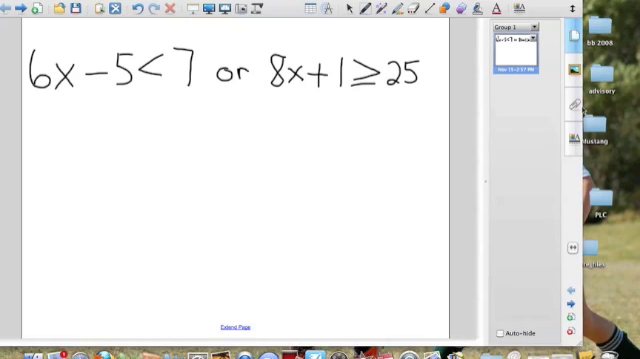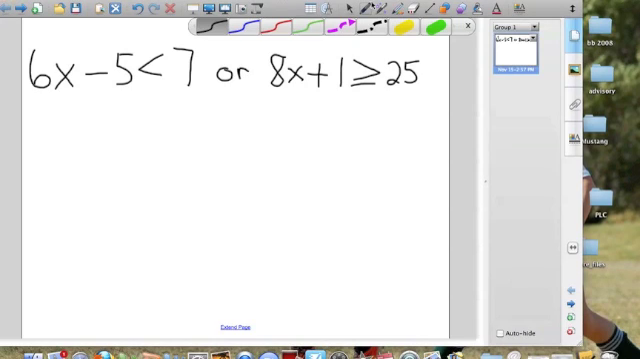An example in compound inequalities is an or. The first example was an and. You can see the inequality 6x minus 5 is less than 7, or 8x plus 1 is greater than or equal to 25. What we have to do in these situations is solve each inequality.